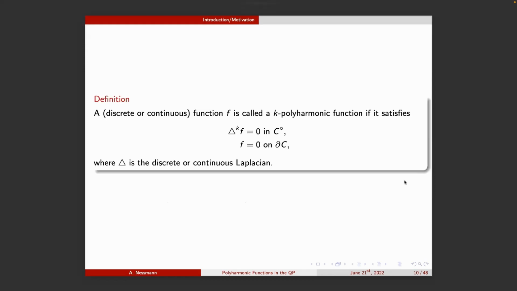Now, if I look at a polyharmonic function, the only thing that changes is the exponent on the Laplacian. So instead of the Laplacian of f being 0, I want the Laplacian to some natural power to be 0. And this works in the discrete and continuous cases.